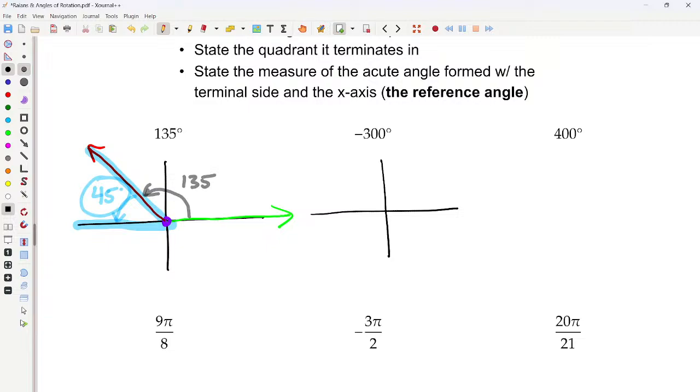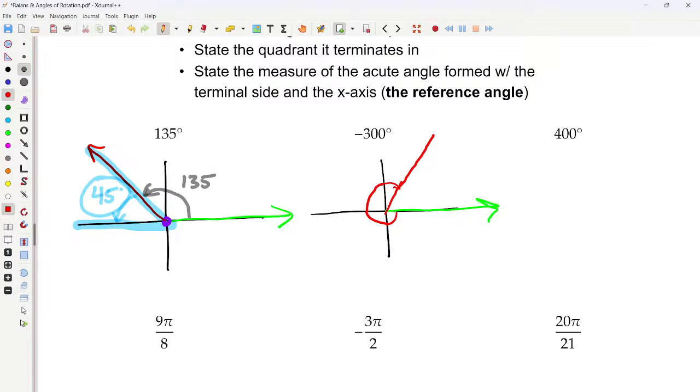Negative 300. Standard position, always start here. Negative means we're going to rotate clockwise. That's 90 clockwise. That's 180 clockwise. That's 270 clockwise. So 270 and 30 more would be that. Cool. State the quadrant it terminates in.